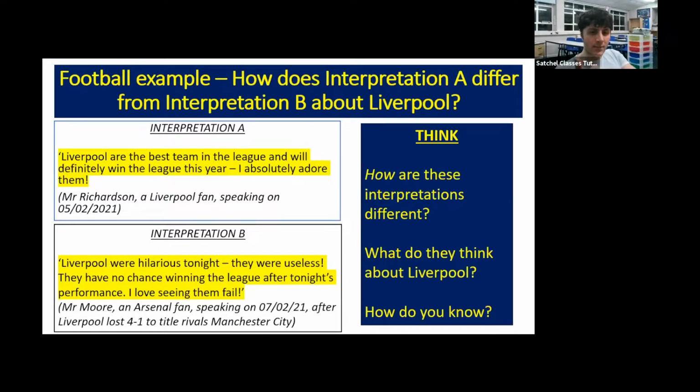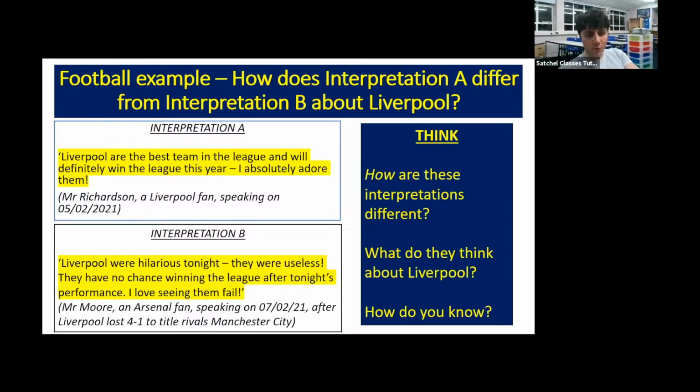We've said what interpretation A is saying overall, and we backed it up with a quote. Now all we need to do is repeat that process for interpretation B. So Mr. Moore, is he being positive about Liverpool or is he being negative? What is his opinion? Pause the video, bullet point down. Absolutely right. Mr. Moore is being negative about Liverpool. He is critical of Liverpool as a football club.